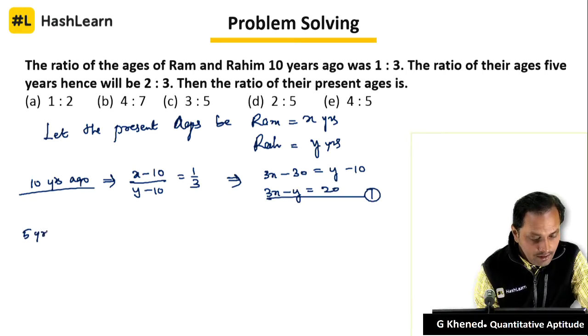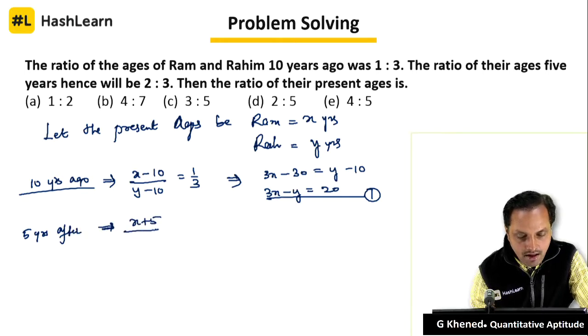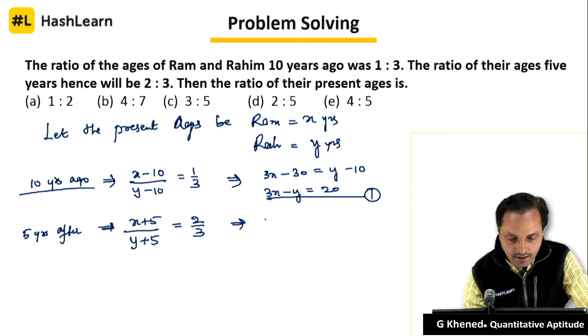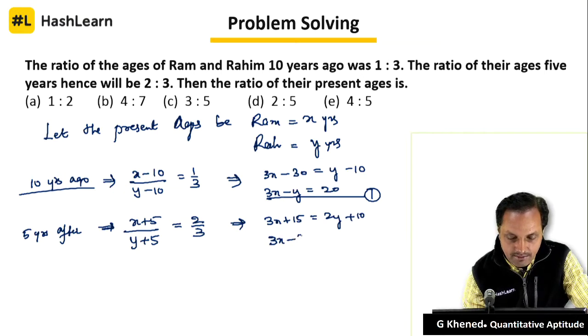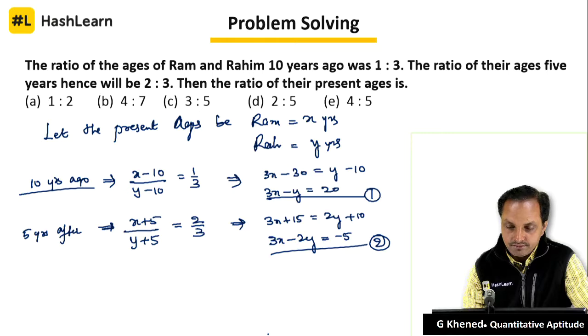5 years after, the ages will be x plus 5 and y plus 5. The ratio is given as 2:3. So once you simplify, you will have 3x plus 15 equals 2y plus 10. Once you do the simplification, 3x minus 2y is equal to minus 5. You can treat this as the second equation. What you can do is solve these two simultaneous equations, and you will get the answer.